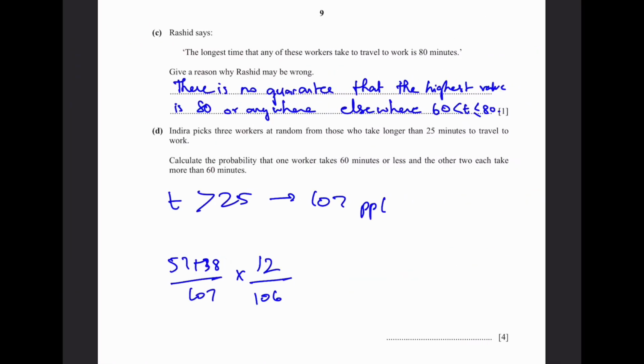Why over 106? Because we have already taken out one person, which is the one who takes 60 minutes or less. So for the other two, it'll be 106 people left and then 105 people left. And the numerator will be 11, since you've already chosen one person from the group with more than 60 minutes time taken. And this 57 plus 38, by the way, is just going to be 95.